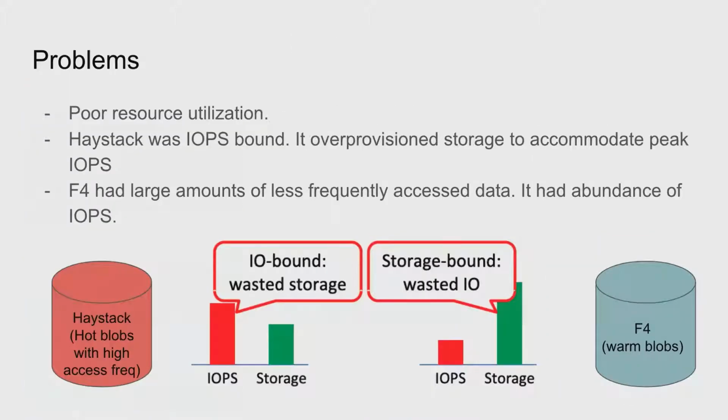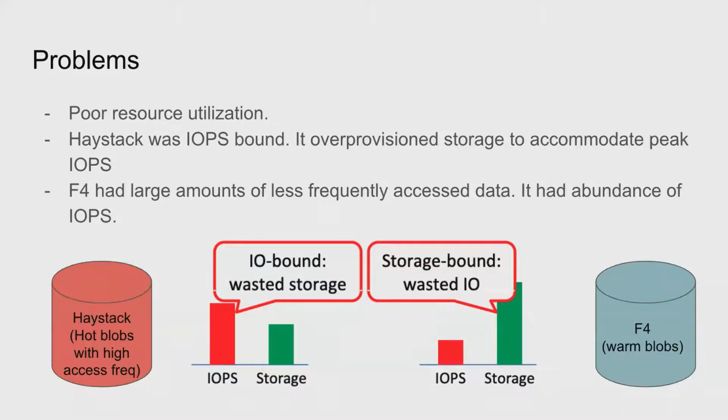There were a couple of problems with this setup. It had poor resource utilization. Haystack was very IOPS bound, and because of that, it had to over provision storage to accommodate peak IOPS load. Whereas F4 had large amounts of less frequently accessed data, so it used to over provision IOPS. So they had a situation where a lot of resources were going unused.